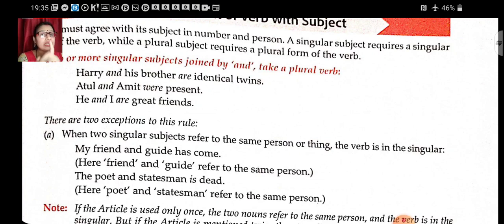Now remember, if there is a change, the poet and the statesman, if the article is used twice, it means both the adjectives are used for two different persons. Now here the poet and statesman means one person, two adjectives. That was a poet also and a statesman also. So the subject is singular here. That is the reason they have used is dead.